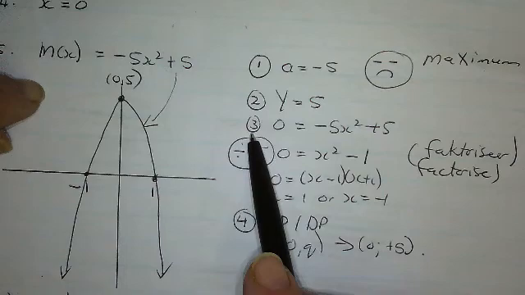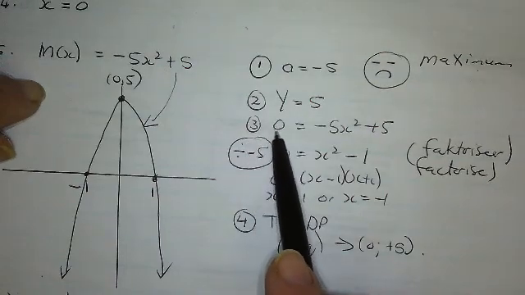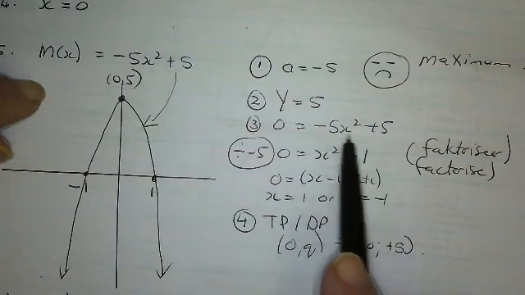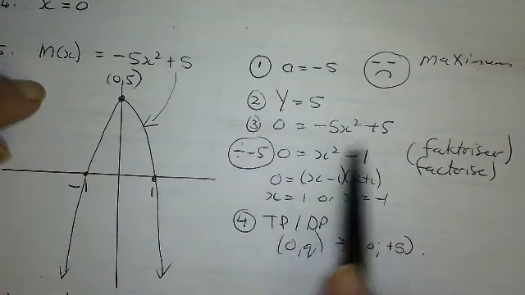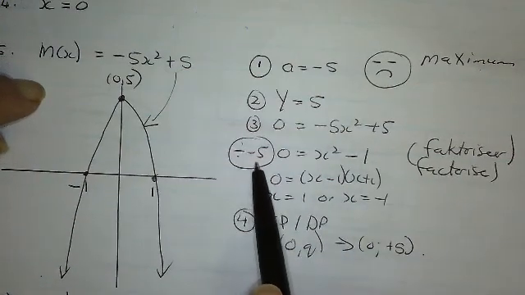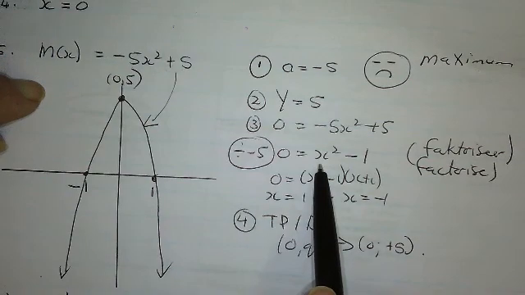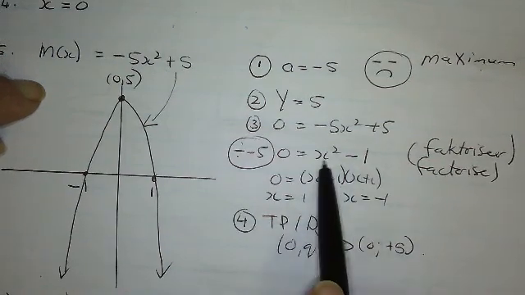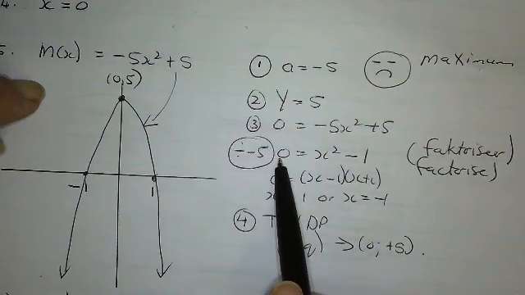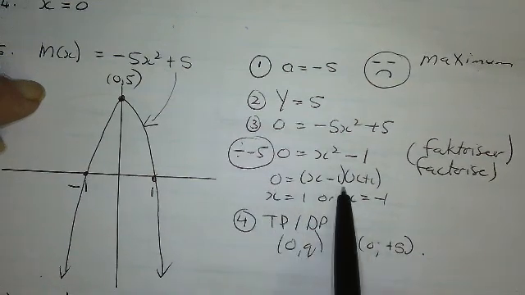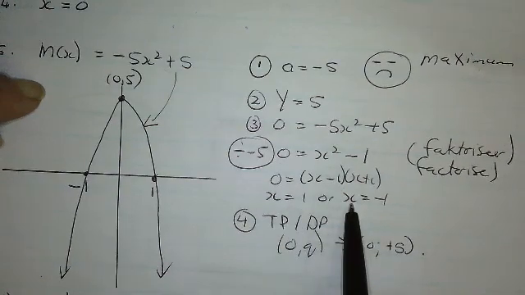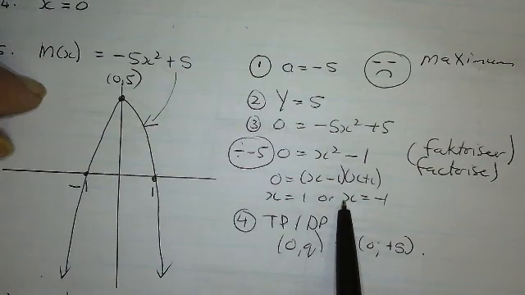And then my x-intercepts, y must be 0. And then you must factorize. Because 5 is a common factor there, I can divide by negative 5, which enables you to get x squared minus 1. Now you factorize. Remember, if it's quadratic equal to 0, you factorize. It's a difference of squares. So you get your x values there, the x-intercepts. And because you got x-intercepts there, you're not going to use the other point.